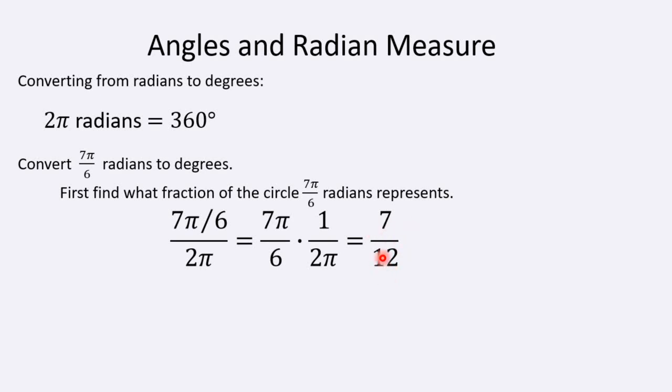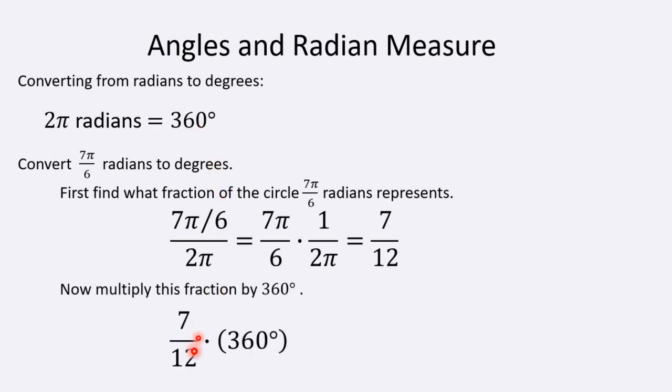So 7 over 12 is the fraction we need. That's the fraction of a full revolution represented by 7 pi over 6. I just need to know what degree measure that is. So I need to find out what's 7/12 of 360. So I multiply 7/12 by 360 degrees, and we get 210 degrees. So 210 degrees is the same as 7 pi over 6 radians. They represent the same amount of revolution, or the same amount of rotation, I should say.